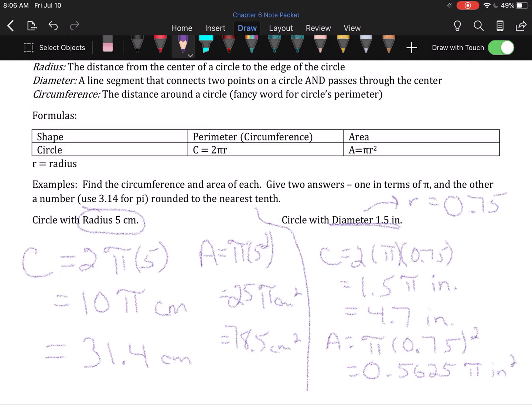You do not round the pi version of your answer. If it's 0.5625 pi, you write that out. You only round the decimal form. So to get the decimal form, we will take that 0.5625, multiply it by 3.14, and to the nearest tenth, we get 1.8 square inches. The decimal is 1.76625. The 6 tells me to kick the 7 up to an 8.